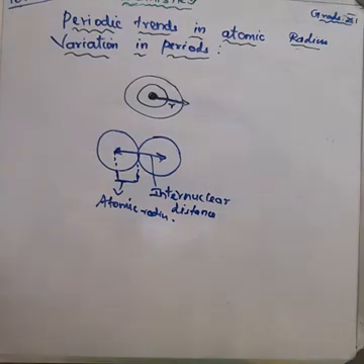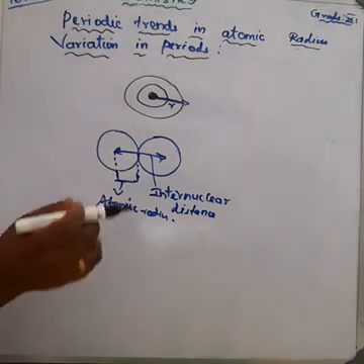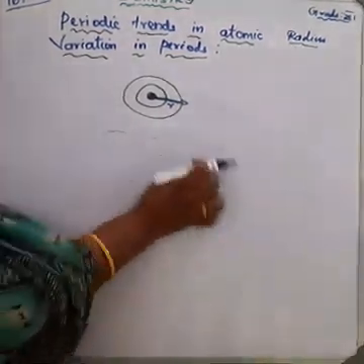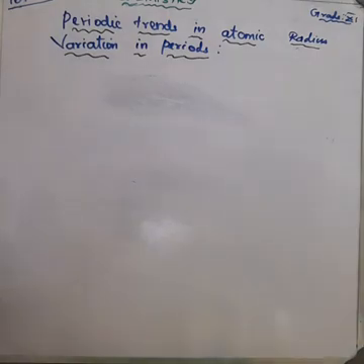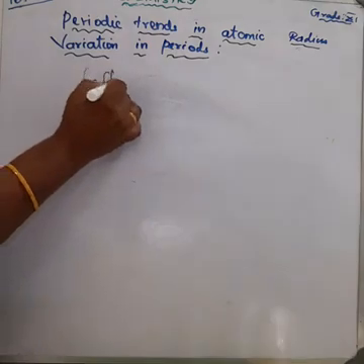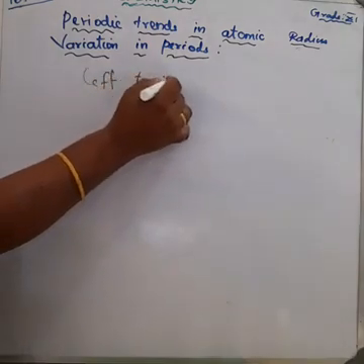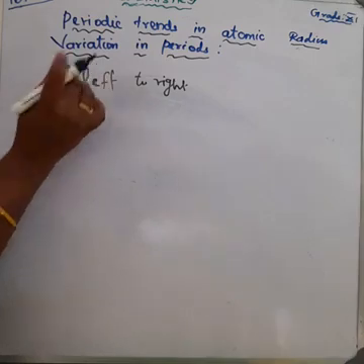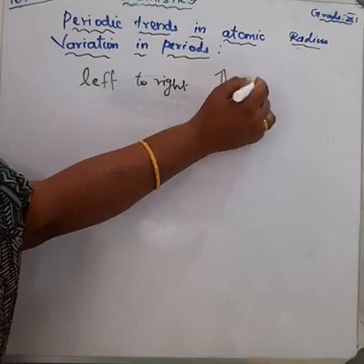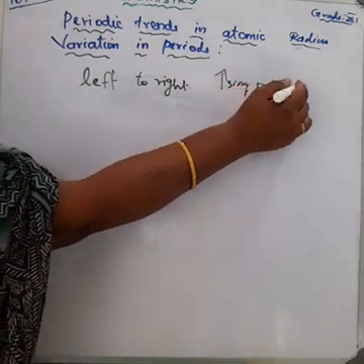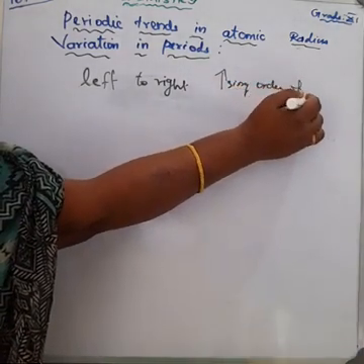We know all these elements, nitrogen, oxygen, are lying in the same period. What happens across the period? The elements are arranged in the increasing order of their atomic number. So going from left to right in the period, the atomic number increases.